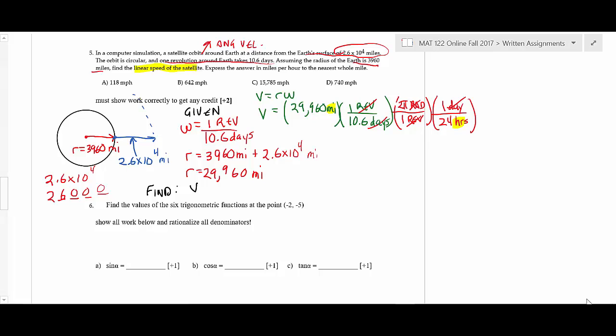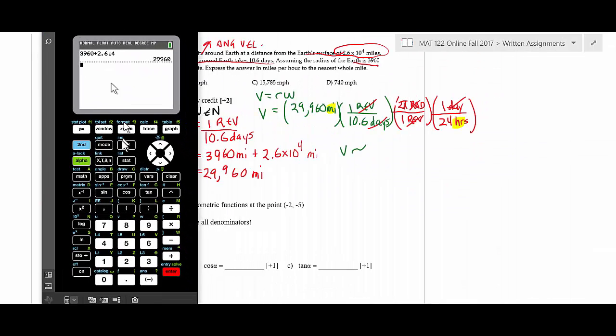Just got to go to the calculator and do this correctly. Now I'm going to do this all in one step this time. You want to learn how to just use your parenthesis keys on the calculator. The numerator is 29,960 times 2 pi, and that's it. So I can just put a parenthesis there. That'll give the numerator, then divided by a new parenthesis. Now the denominator is going to be 10.6, and then times 24. Like that. So I can go ahead and just crunch that out.